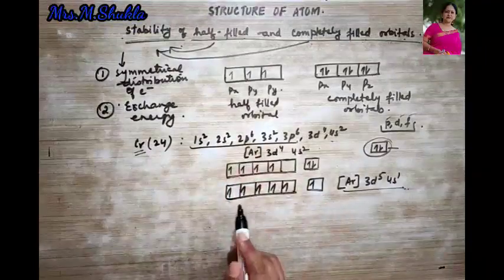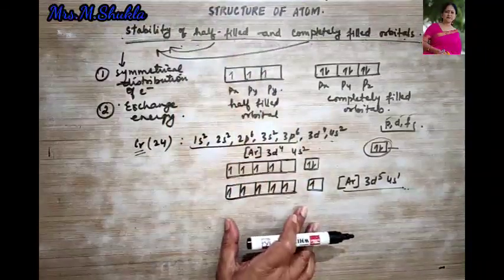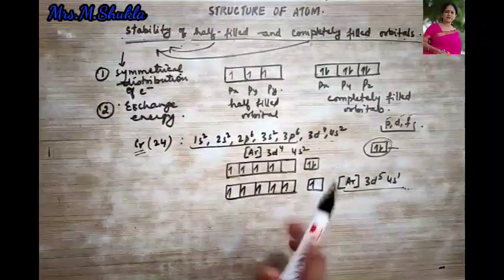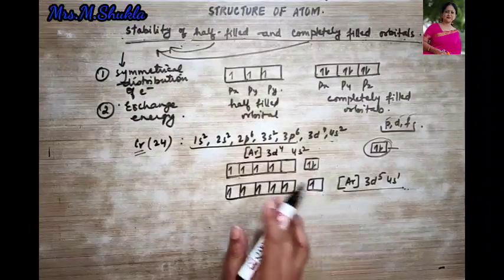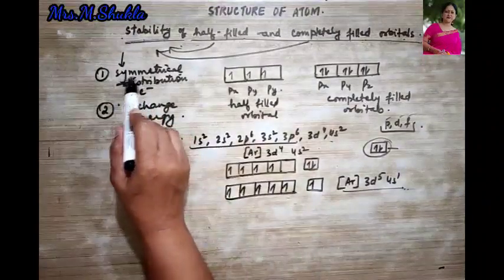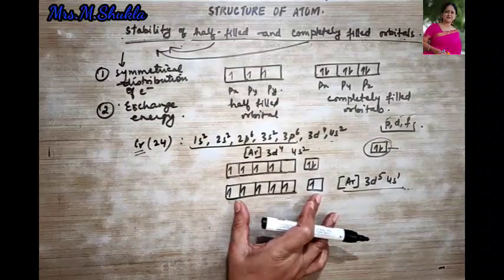One point is clear. Why? Because now this d orbital shows half filled orbitals, therefore it is stable, and s is obviously half filled, so it will be stable. So this shows a symmetrical distribution of electrons. So this is one point why it is stable.